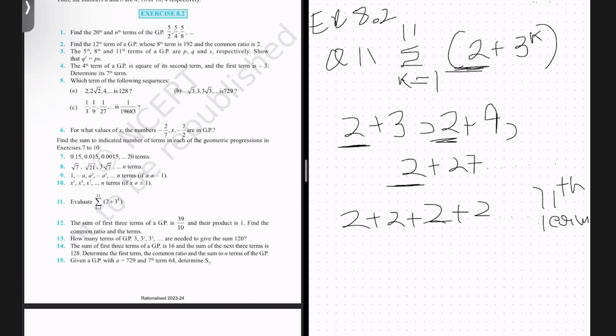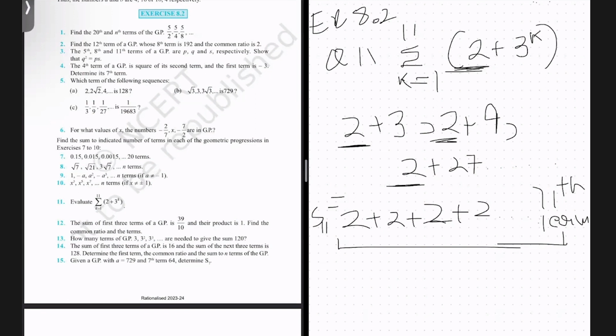I have separated out 2 plus 3 raised to the power k, and that is how I'm going to approach this question. So the first part of S11 is going to be 2 added up 11 times. Very trivial for us to see, because we have 2 plus 3, then 2 plus 9, then 2 plus 27 and so on and so forth. 2 is repeating itself across every term, and that is going to be the case for all 11 terms.